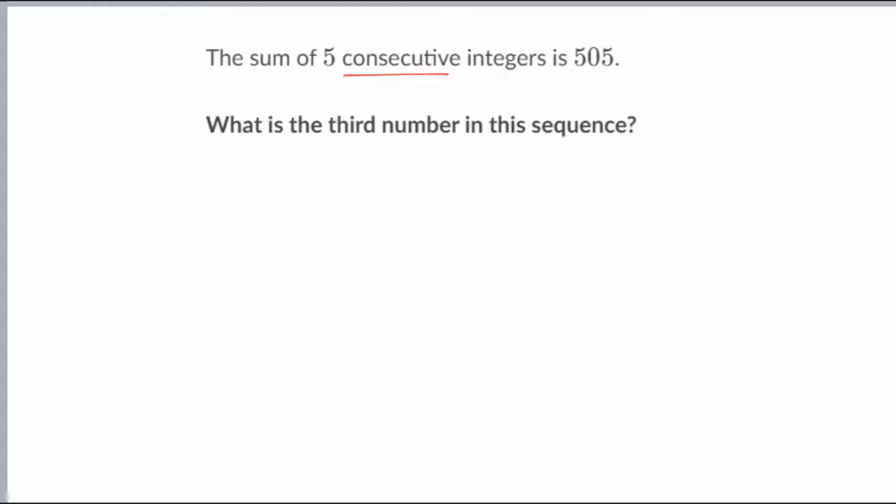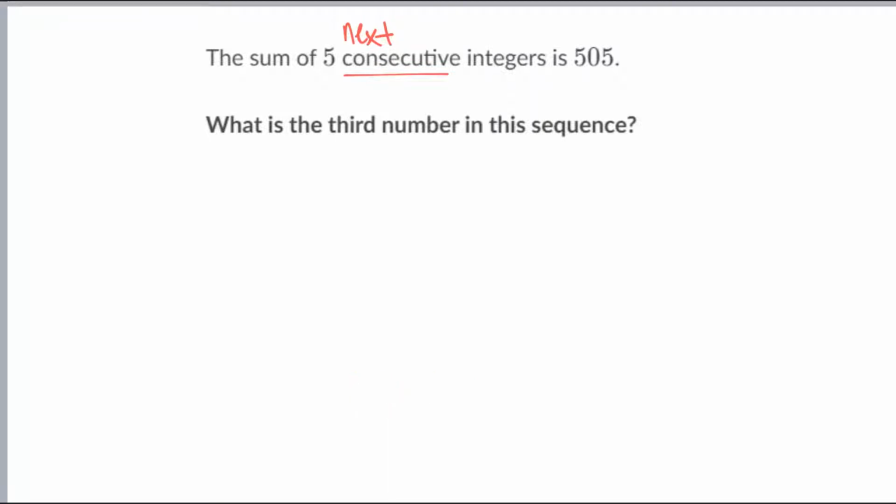So consecutive means next to, kind of like adjacent. So consecutive numbers, the easiest ones would be 1, 2, 3, 4. Here are 4 consecutive numbers. And so we're talking about consecutive integers, so they could be positive or negative numbers, but it's gonna be positive numbers. Let me show you how to work through this.